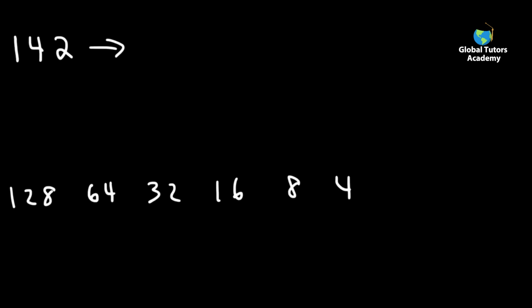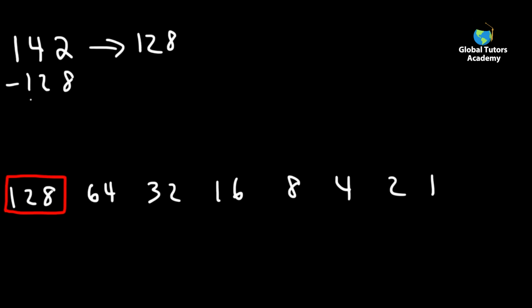Now here's another example. Let's say we have the number 142. Let's convert that into a binary number. First let's write the list of numbers we're going to work with: 128, 64, 32, 16, 8, 4, 2, and 1. Now the highest base 2 number under 142 is 128. So let's start with that. If we subtract 142 by 128, that will give us 14. And so the next highest number just under 14 is 8, so 14 minus 8 will give us 6.